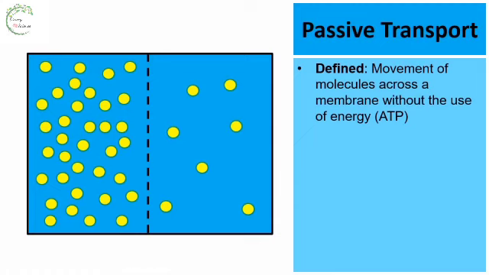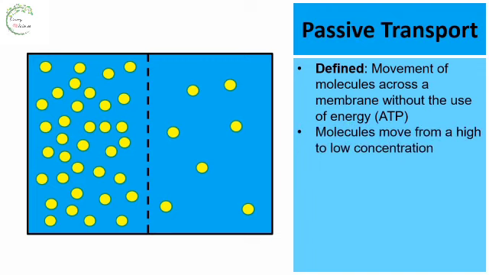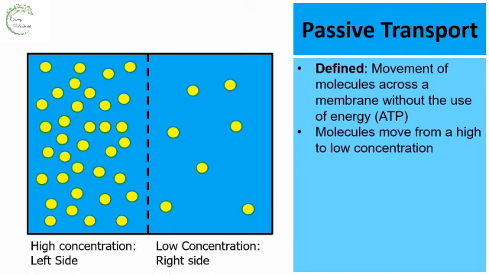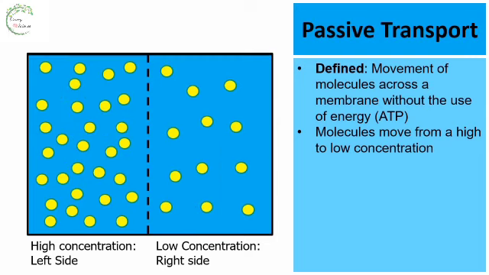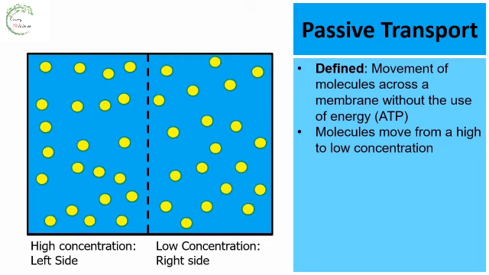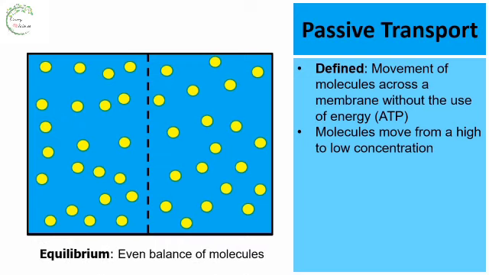of ATP. Now, during passive transport, molecules move from a high concentration to an area of low concentration. Now look at the picture. We can see on the left side of the box, the yellow dots are more highly concentrated, and on the right side, there's a lower concentration of these yellow dots. So over time, if these yellow dots represent molecules, the molecules will move mostly from the left to the right until there's an even balance, and we call this balance equilibrium.